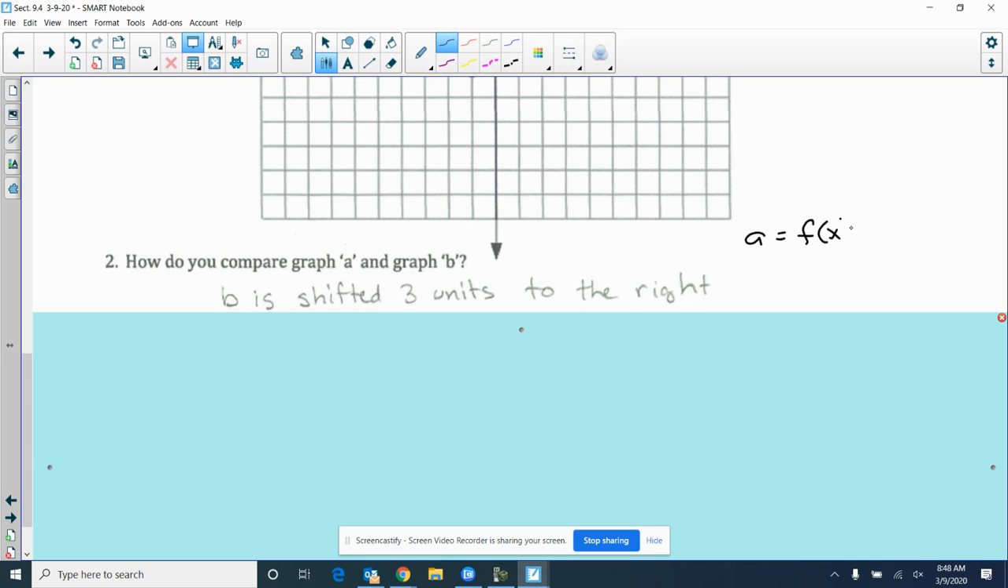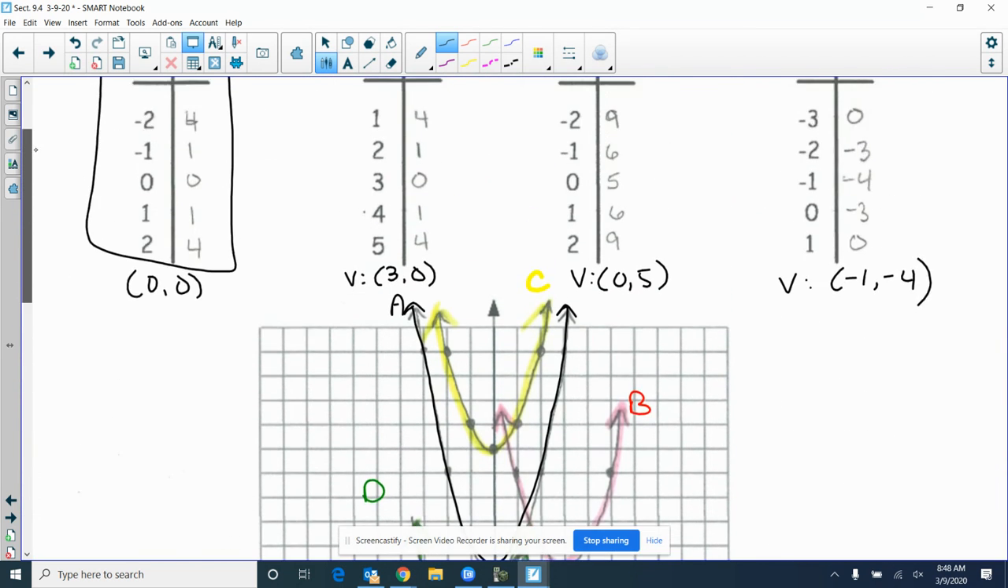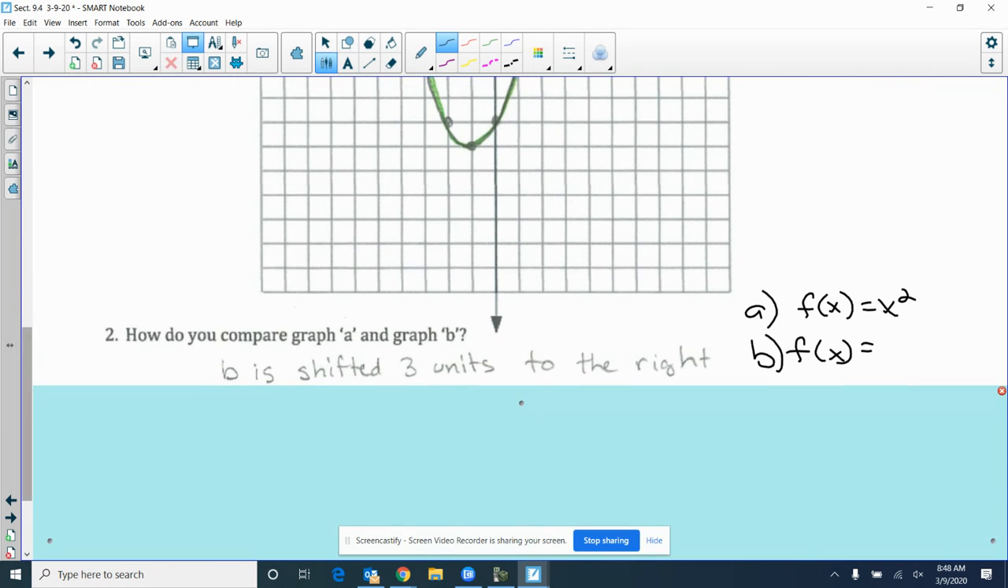f of x equals x squared, right? That's the graph for A, or the function. What's the function for B? It is f of x equals what? Or is it y? All right, so it's y. They're both y. What is the equation for B? Angelina, help me out. What's the equation for B? Y equals x minus 3 squared. All right, so look at the equation. You're going to need to be able to look at the equation and tell me how it changes the graph. So B shifts it to the right 3 units.